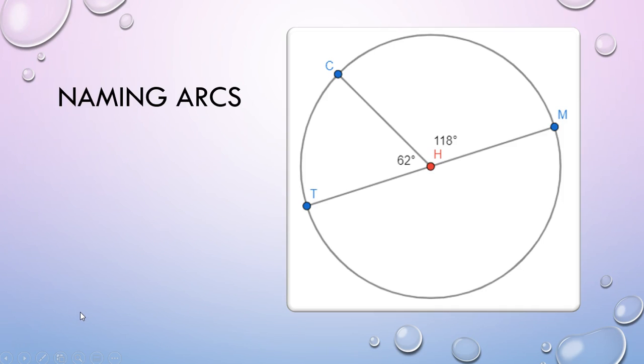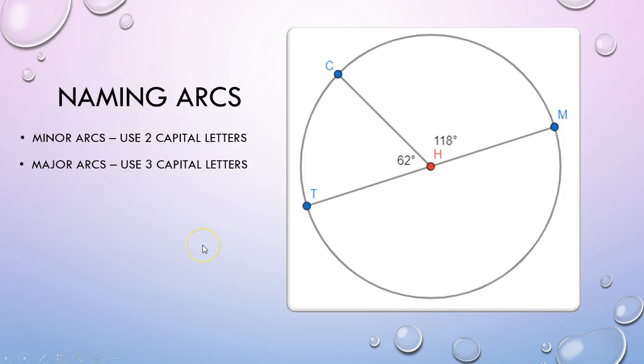And so I'm going to use this diagram here to talk about naming some of these. So first let's talk about naming a minor arc. We will want to use two capital letters to name a minor arc. So from our diagram we can see that you have a minor arc going from T to C, or from C to T, because it has an angle of 62 degrees and that is less than 180. You can also look over here and notice that you have an angle of 118 degrees. So the arc that goes with that could be called MC or CM, again using two capital letters to name that.